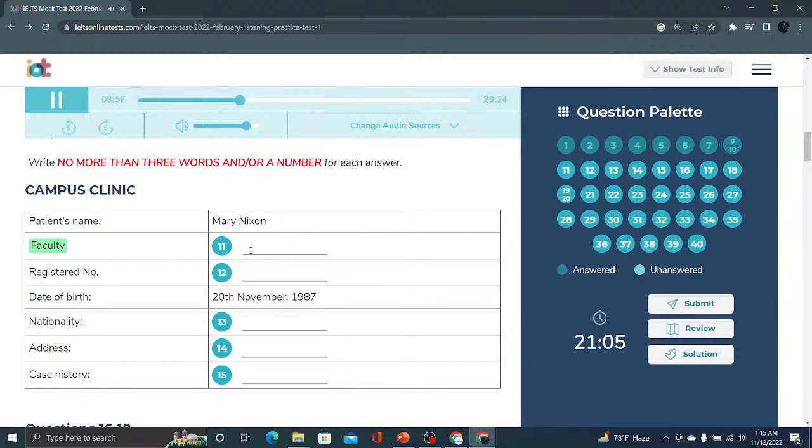So he was asking what is your major. So she replied that she's studying art. So the answer would be art. So you can also write it like art. It's okay.